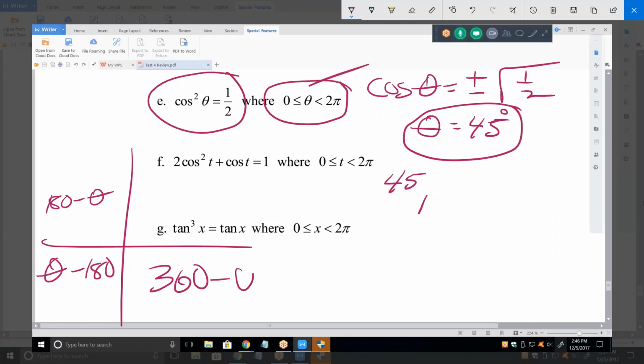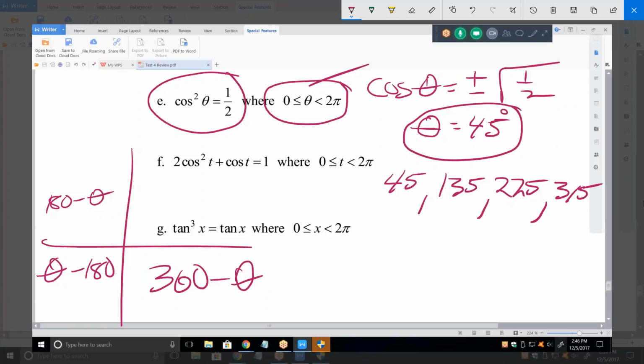That's what you have to look at. Right there. So 135. Correct. How about the third quadrant? Good. 225. And the fourth quadrant? 315. Geez, that took me way too long. It's all right.